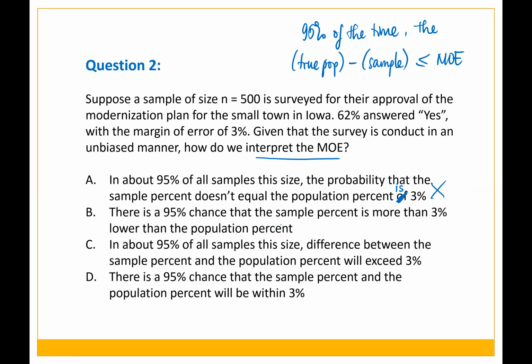Then, there's a 95% chance that the sample percent is more than 3% lower than the population percent. Well, we say that there's a 95% chance that the sample is going to be within this range of the MOE, so it cannot be more than that range. So it's not right as well. In about 95% of all samples this size, the difference between the sample percent and the population percent will exceed 3%. That is also not true. It's going to be within 3%. So the last one, there's a 95% chance that the sample percent will be within 3%. That is exactly what we're looking for.